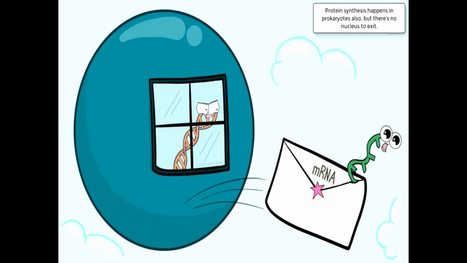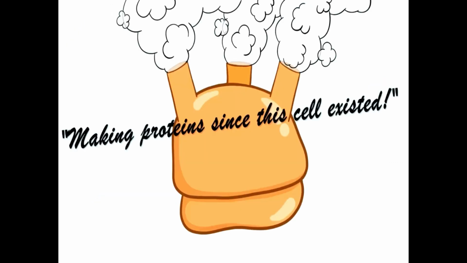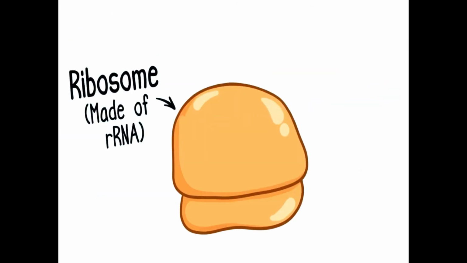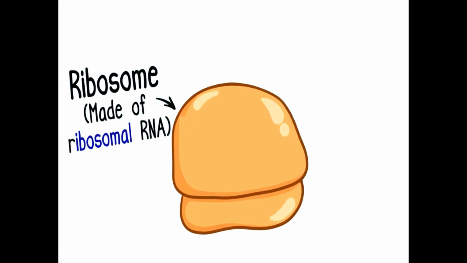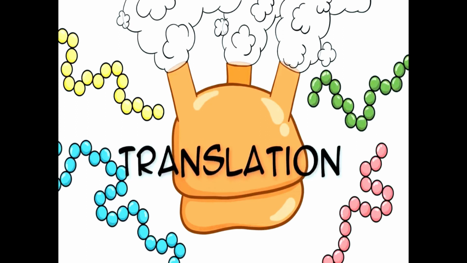Well, in eukaryotes, you get out of the nucleus. The mRNA can go out of the nucleus into the cytoplasm where it's going to attach to a ribosome. Ribosomes make protein. The ribosome is made of rRNA, and that's an easy one to remember because the R stands for ribosomal RNA. The ribosome is going to build our protein in the next step called translation.